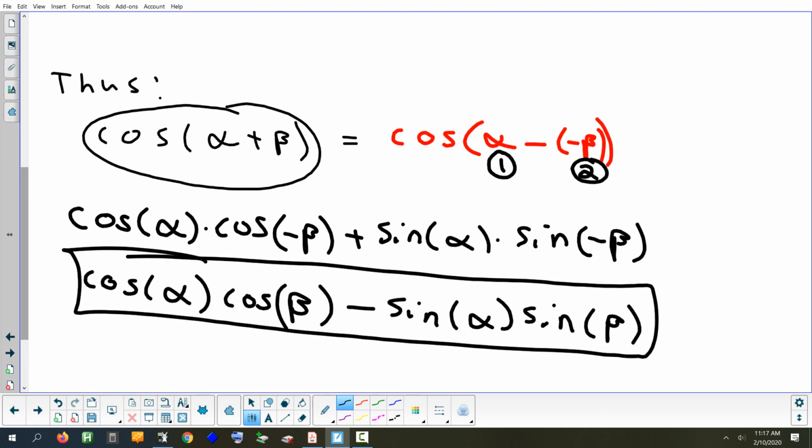Very, very close to cosine difference. What's the only thing that's changed between the two formulas? The sign. That's it right here. If you make that a minus, it's the formula we have now. If you make it a plus, it's the formula you had before. Okay? So with the cosine sum and difference, what you put right there is the opposite of what you have right there. The cosine sum formula has a minus in it.